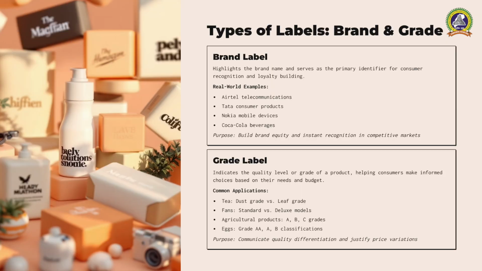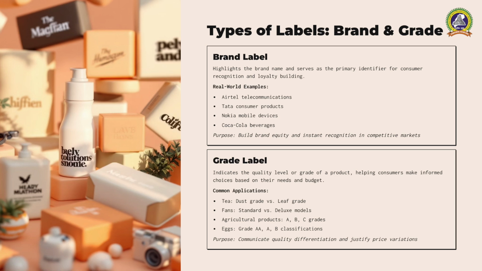Labels are not uniform. They vary based on the functions they serve. We can categorize labels into distinct types. Let us examine the first two, brand labels and grade labels. First, we have brand labels. As the name suggests, the information given here is primarily intended to popularize the brand name. These labels are designed to communicate the brand identity to target customers effectively. When you see a label that prominently displays names like Reliance, Airtel, Nokia or Tata, you are looking at a brand label. Its primary function is recognition.